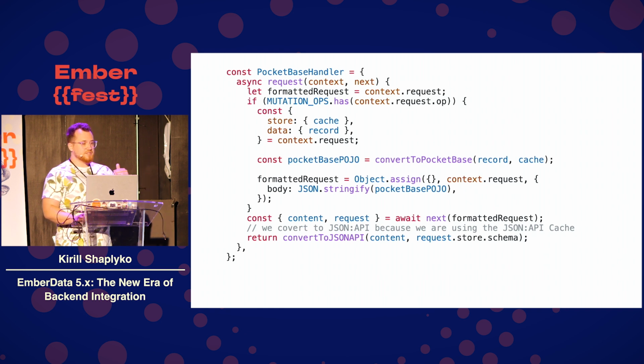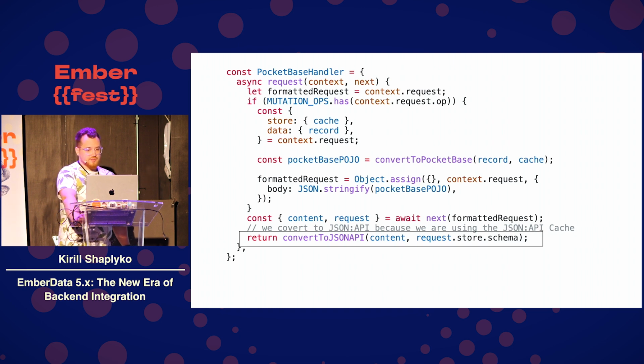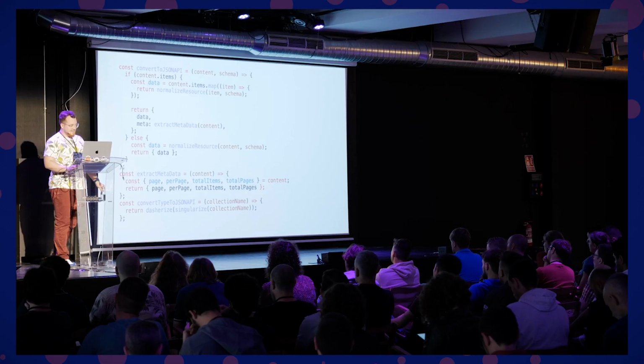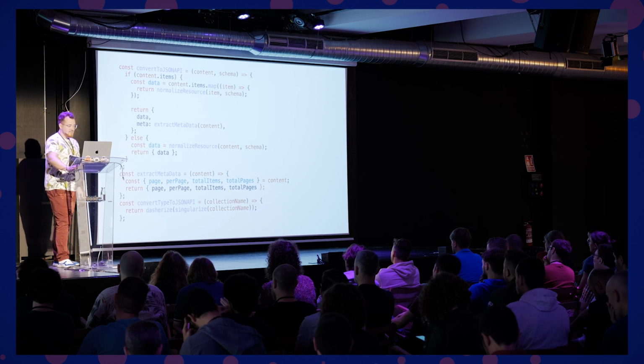Then we make a request with the data, with the request object, and we wait for the response. Because we need to convert response back to the JSON API object, so it would be processed correctly by the EmberData store and cache. Let's take a look how we do it here. In this case, we use the schema, and schema is built from the models, but in the future we will have a separate concept for the schemas. Please pay attention to the RFCs. But it has the similar concepts, right?